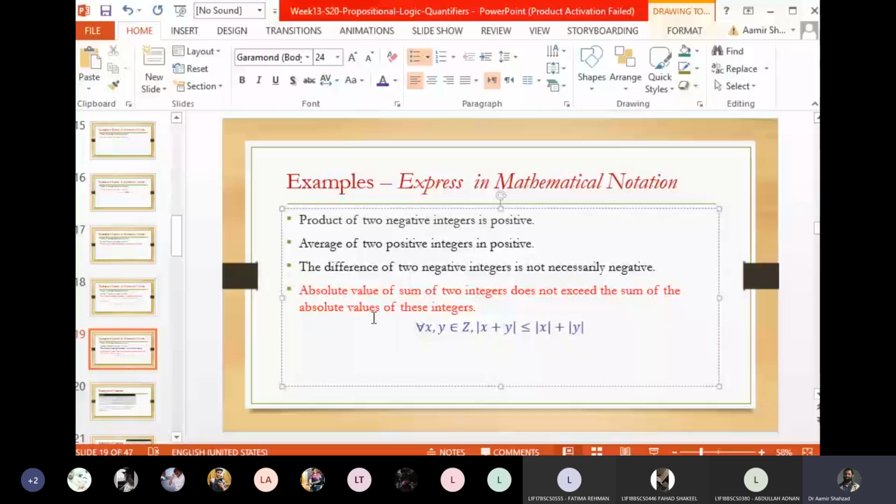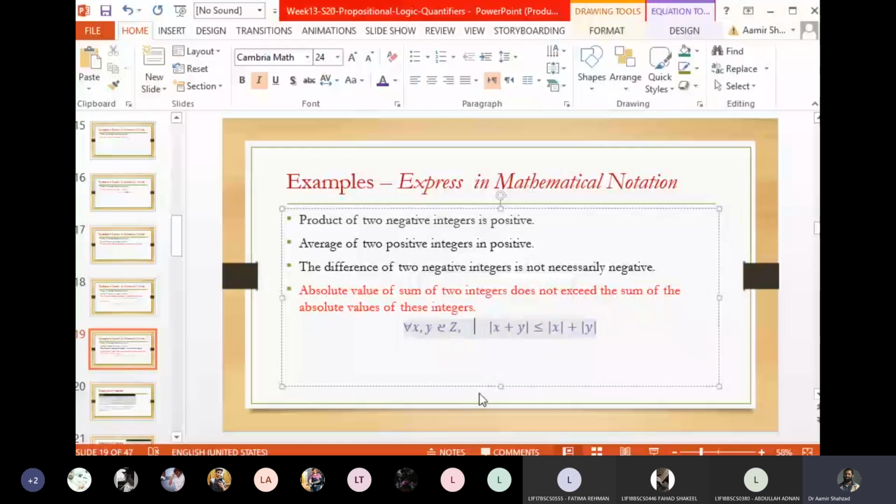So take the absolute values of the integers and add them. We can express it mathematically: we have two integers x, y and they belong to the set Z. So for all pairs of integers, if we add them up, x plus y, and take its absolute value, it is less than or equal to the absolute value of x plus the absolute value of y, the sum of the absolute values of x and y. For example, if x and y are 2 and 3, then 2 plus 3 is equal to 5, and their absolute values are also 2 and 3, so 5 is equal to 5.